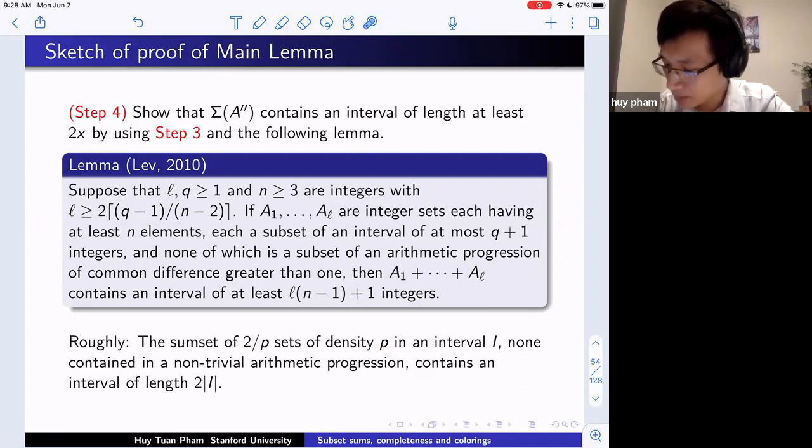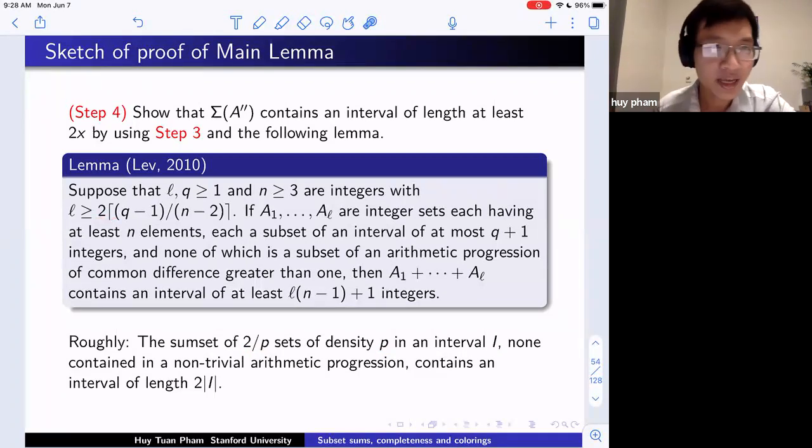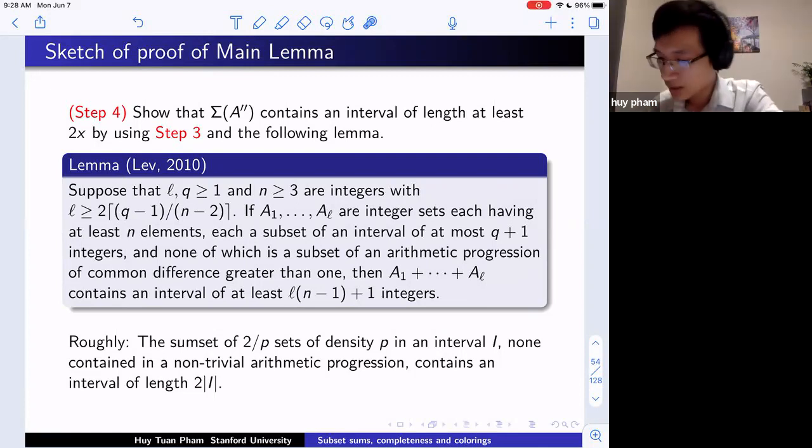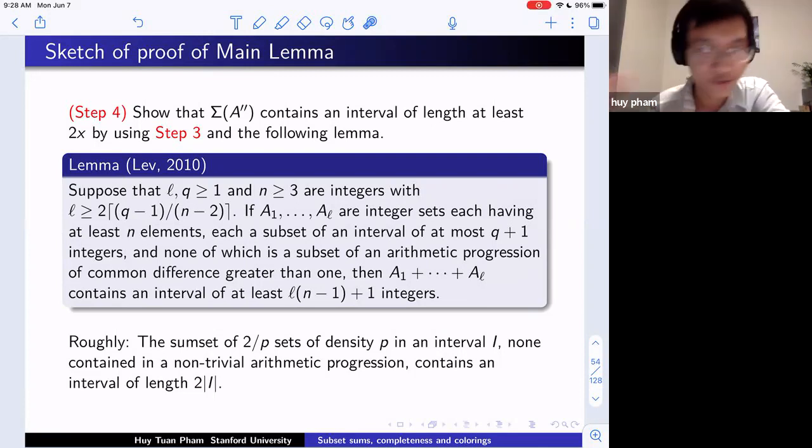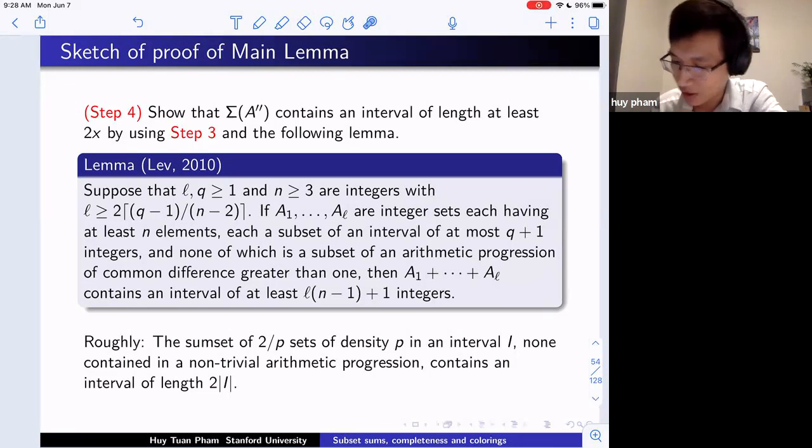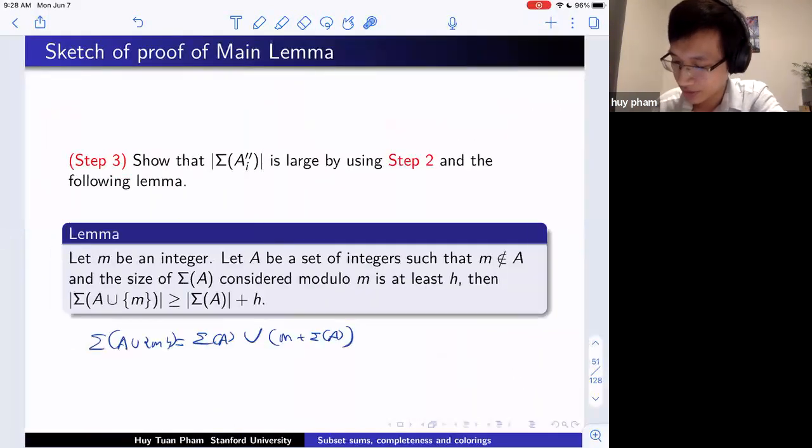Lev's result comes with a tight constant here, and it's tight in several senses, but for our application, that will not be very crucial. So we can just use much weaker results where the constants are not tight. And in fact, for those, we can also use a version of our framework to deduce a weaker version of Lev's result. But once we have this, we have completed the 4 steps of the framework. And once you go through that, you can indeed find an interval of length at least 2x in sigma of A1 prime. And the only missing step here is the proof of this key lemma.